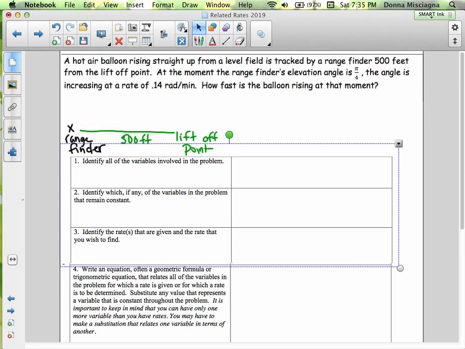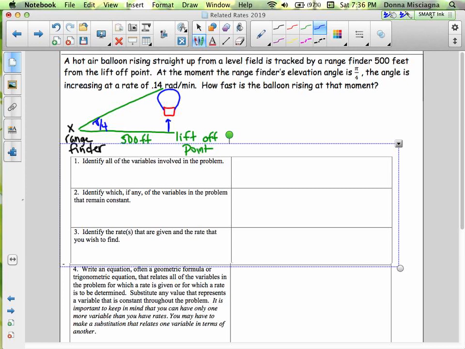We have a balloon rising in the air. There's our balloon. Oh, such a pretty balloon. It's going this way, rising in the air. And at the moment the rangefinder's angle of elevation is pi fourths. Now I will tell you this is really not drawn to scale, but I have this tiny little space to put it in here. The angle is increasing at a rate of 0.14 radians per minute. How fast is the balloon rising at that moment?